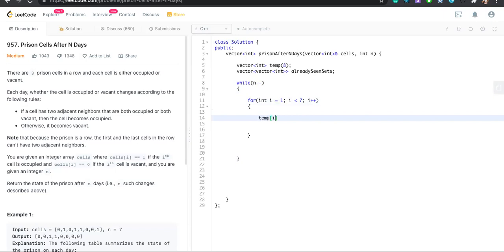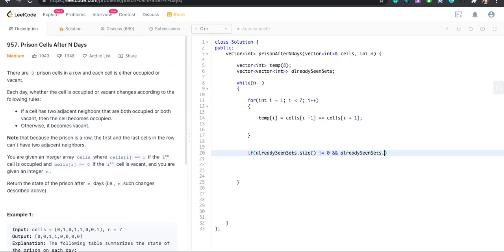And then I'll be storing temp of i is equal to cells of i minus 1 equal to cells of i plus 1. So if it is equal, then it becomes 1. If it is not equal, then it becomes 0. Now we'll be checking, as I told you, if already seen sets size is not equal to 0, and already seen sets front is equal to the temp that we have currently.